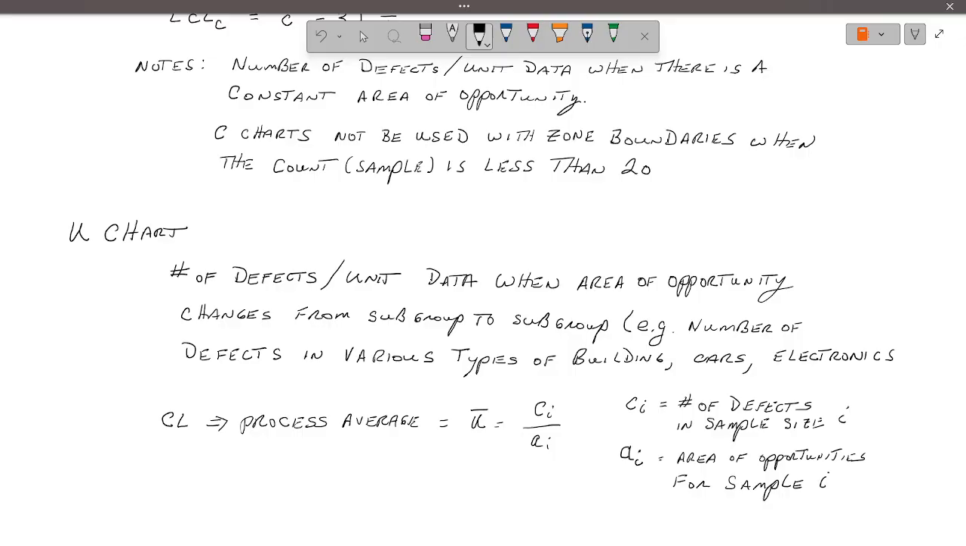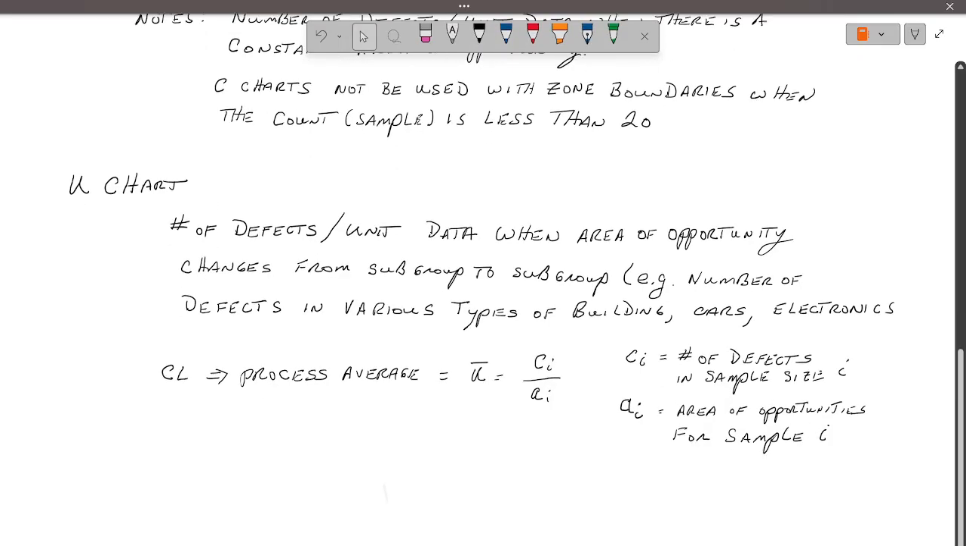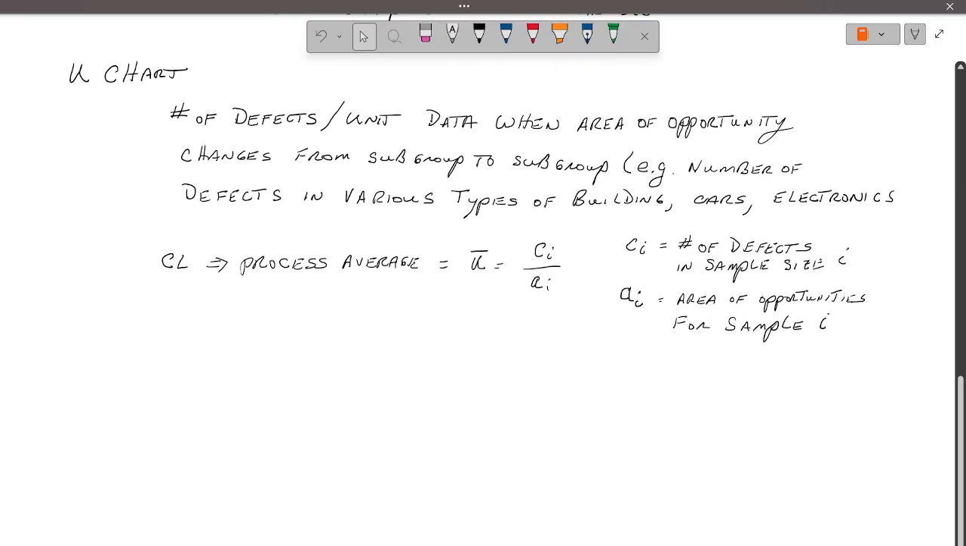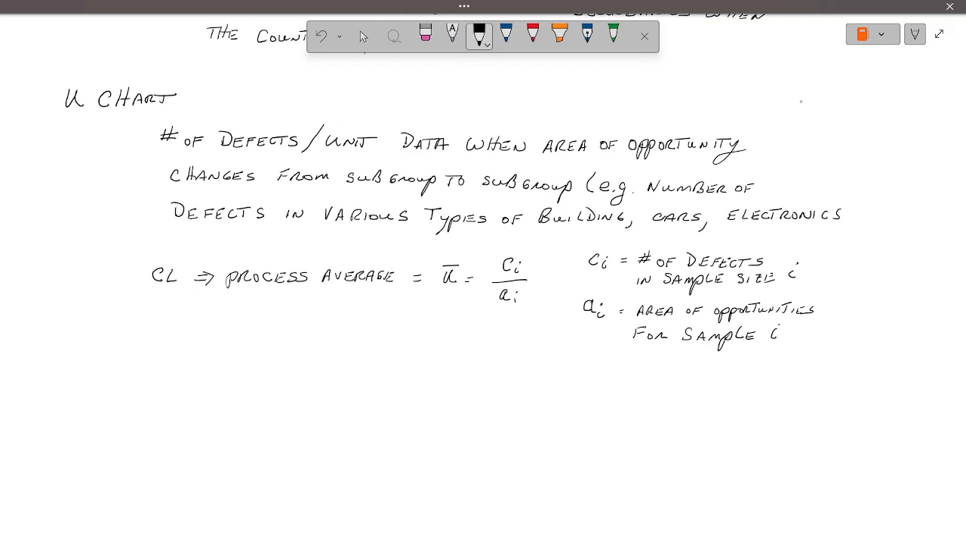Okay. So this would be the area of opportunity. So let's say you had two buildings, so two subgroups. That's two. Is that big enough for you guys to see, or do I need to write bigger? Good? Okay. All right, so here's the upper control limit.